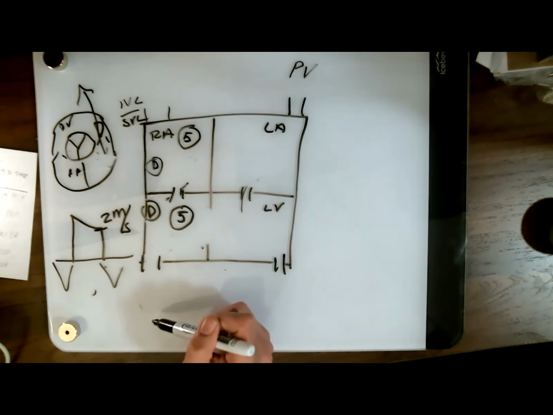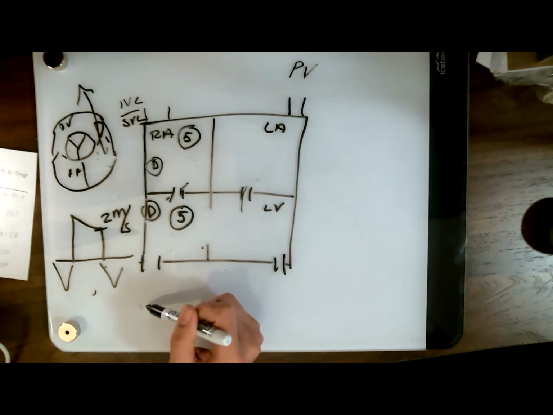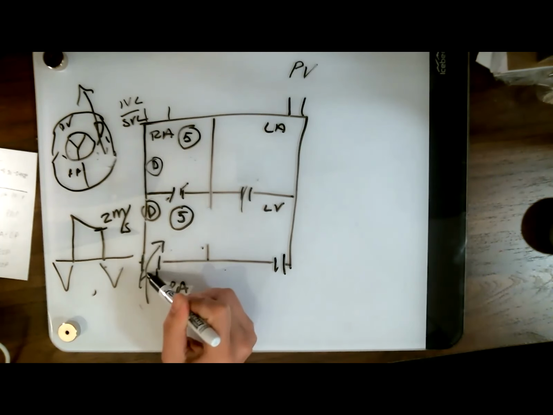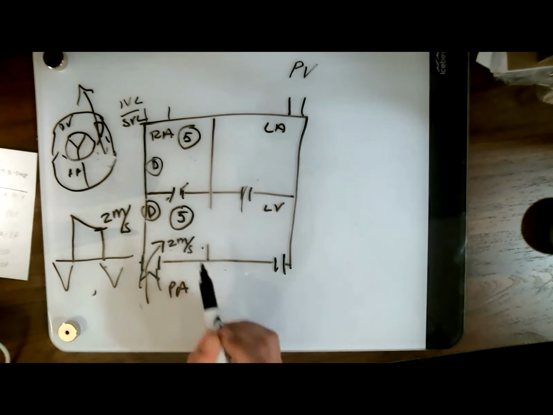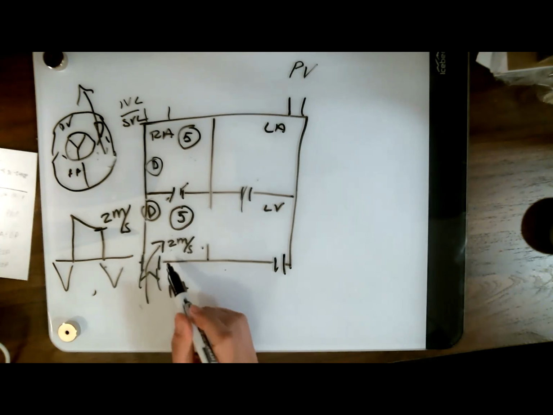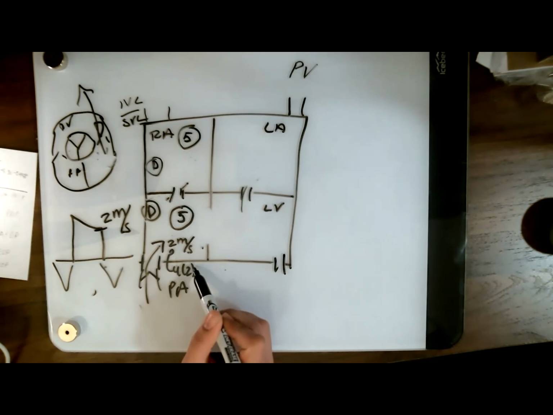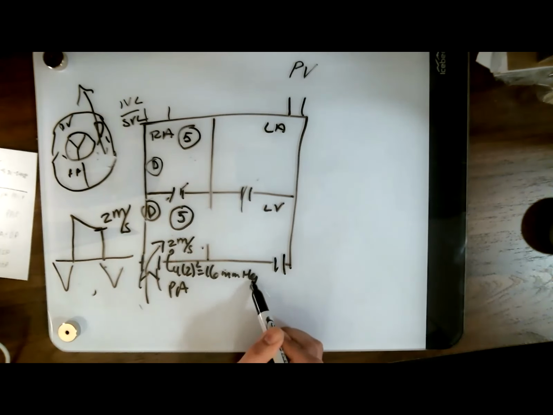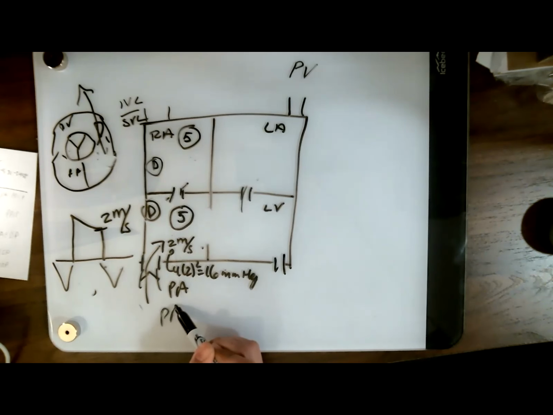So now you have a PR jet going from the PA backwards. This is closed, but you've got a regurgitation jet that has a velocity of 2 meters per second, right? So with that velocity, you get a pressure drop of 16. What is your PA diastolic pressure? Mozam, 16?